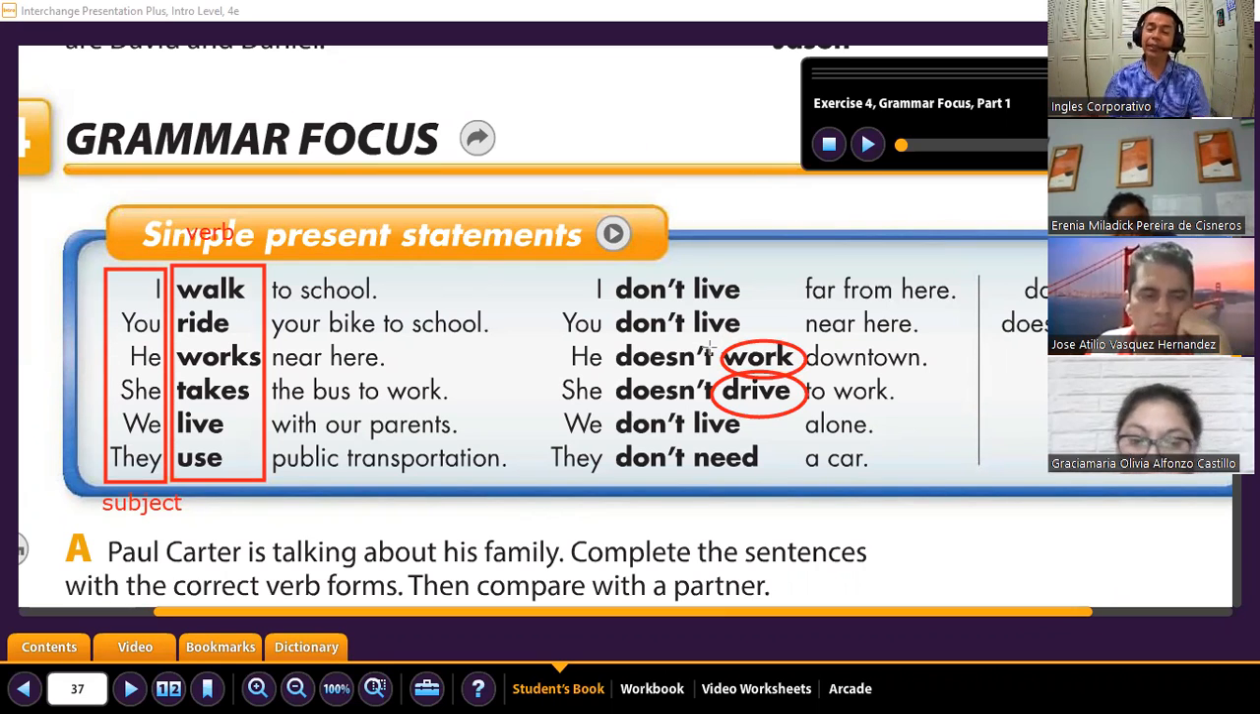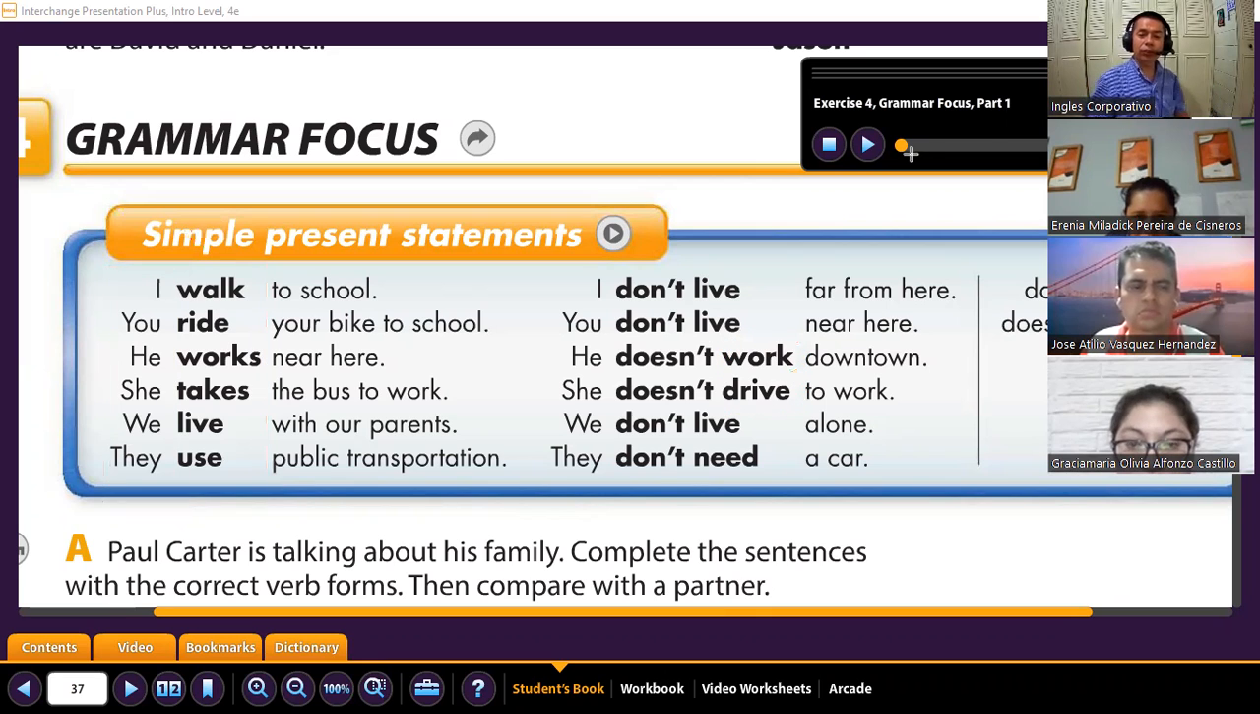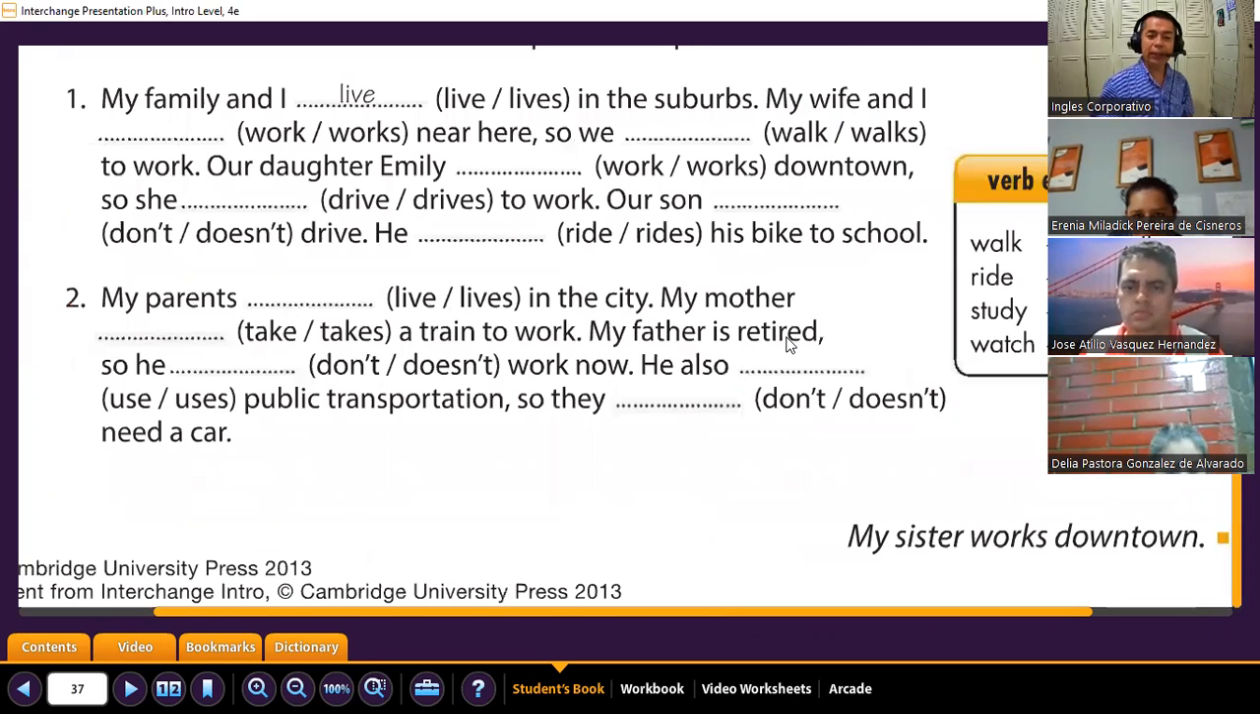Don't forget that. Then, do not is said don't, and does not is said doesn't, right? Any question? Questions? No questions, teacher. Okie dokie. Now let's make this. Look.